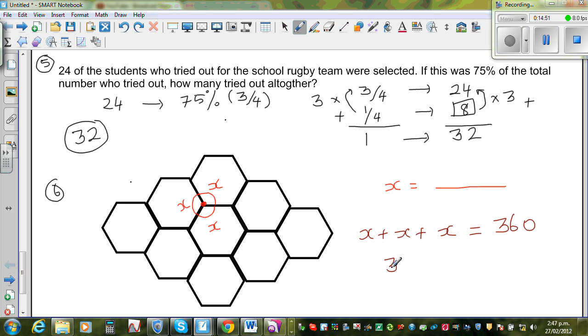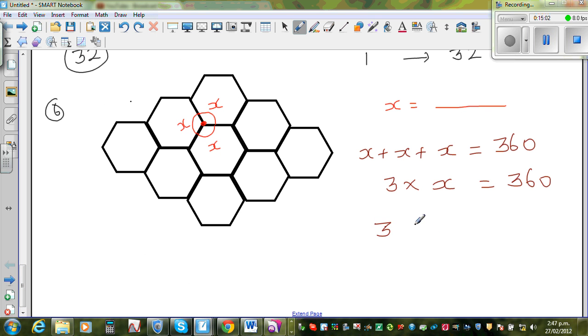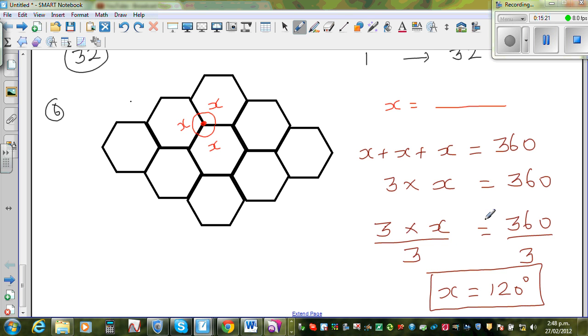So 3 times x is 360. I want to get rid of this 3, so I'm going to divide both sides by 3. So 3 times x divided by 3 is 360 divided by 3. So x is 120 degrees. Hopefully these examples are helpful.